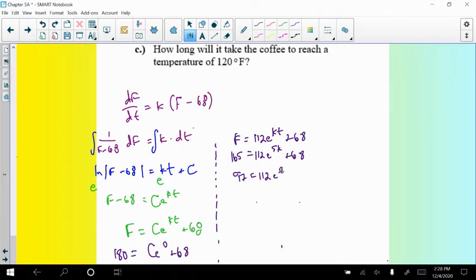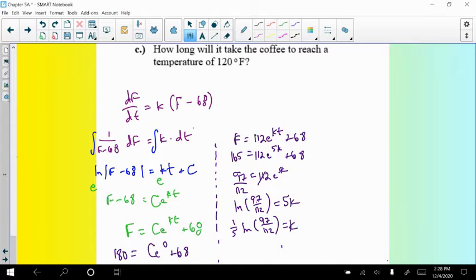112 e to the 5k. Now we'll divide over this 112 and then take the natural log of 97 over 112. That'll give us 5k. And then we want to take 1/5 of that. So 1/5 natural log of 97 over 112. Now that obviously is not a clean answer. So what I'm going to do is actually store that.